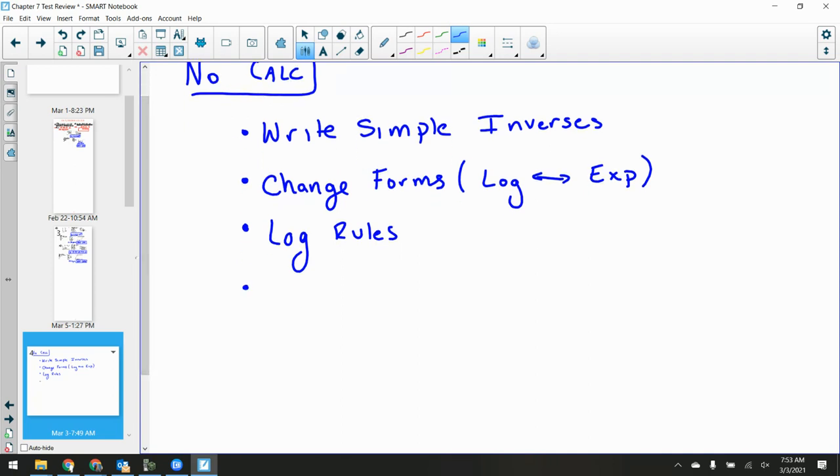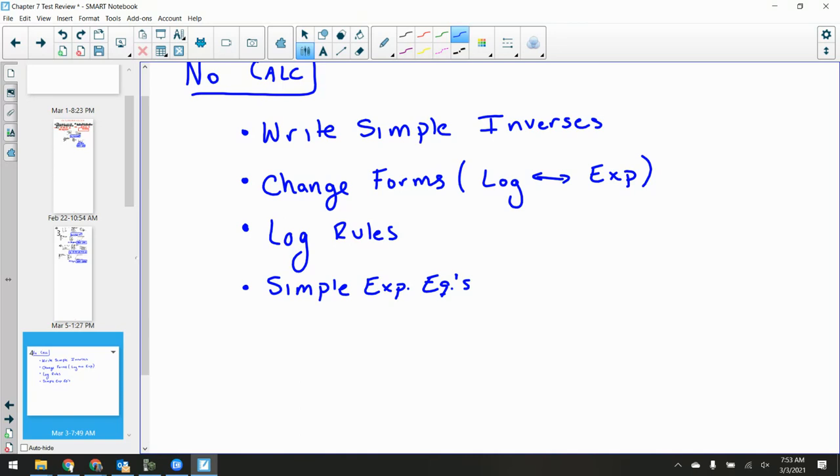Also, simple exponential equations. What does that mean? That means that I could give you different types of exponential equations that you had from section 7.5, but to perform them, you need to be able to do them without a calculator.